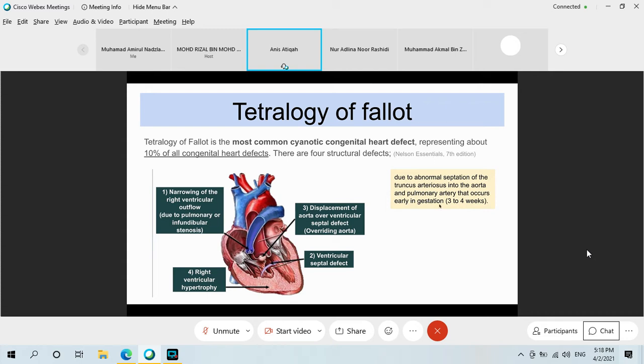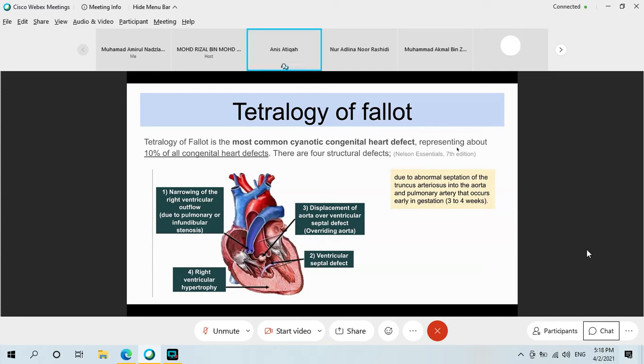Why does this happen? Usually there are many causes, which I will explain later in the pathophysiology. So from this statement, abnormal septation of the truncus arteriosus, is there something that you might be confused about? Anyone want to try? Okay, never mind. As for me, I was a little bit confused. What is truncus arteriosus and ductus arteriosus? Are they the same, truncus and ductus arteriosus? Anyone want to try? Or I will pick a name.